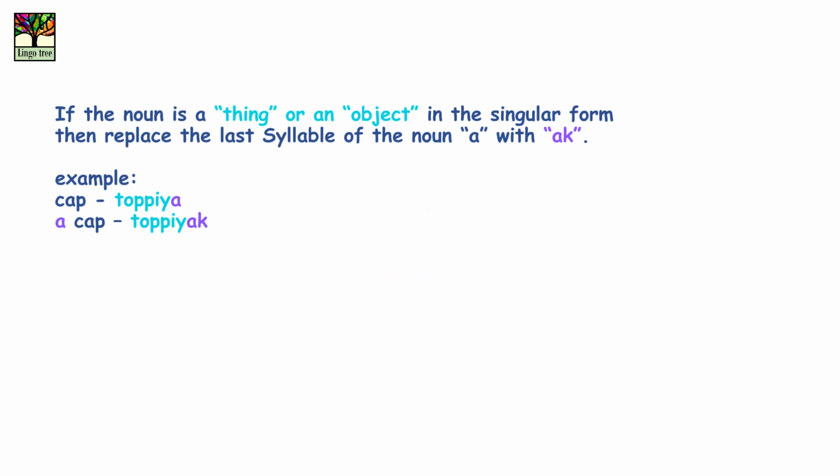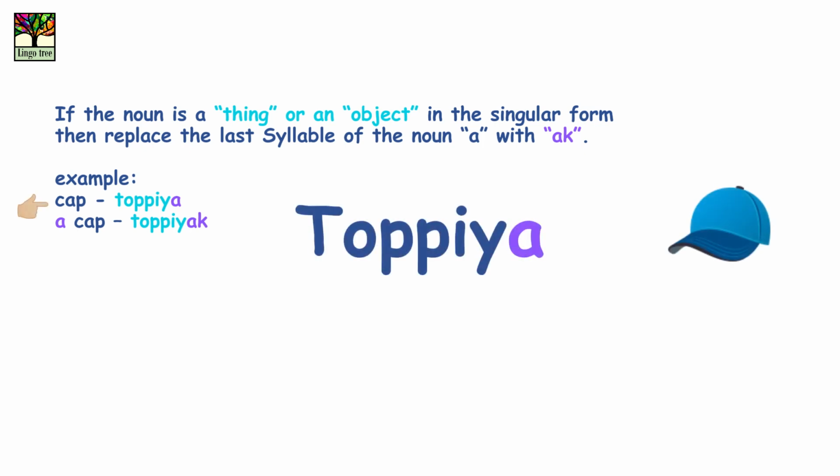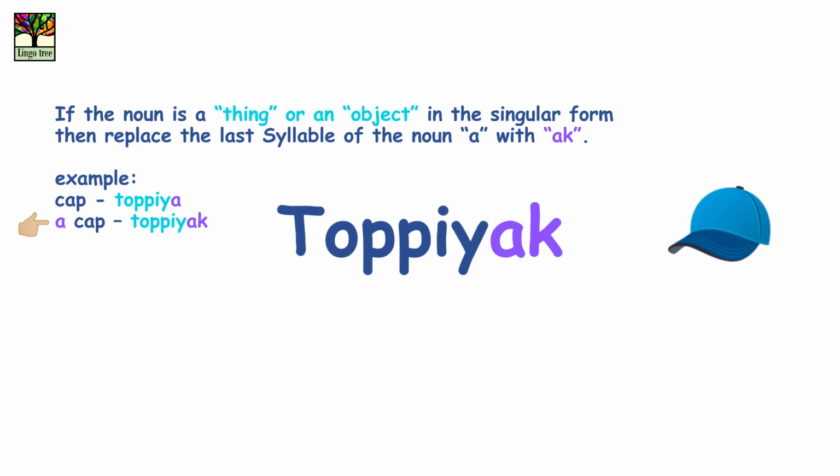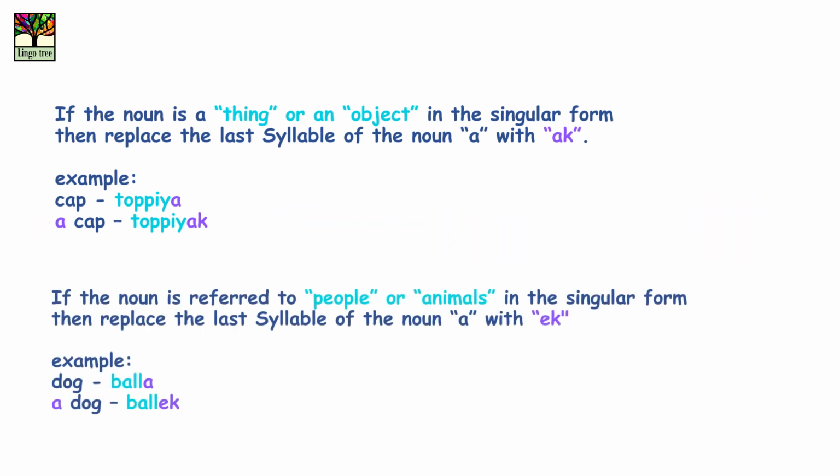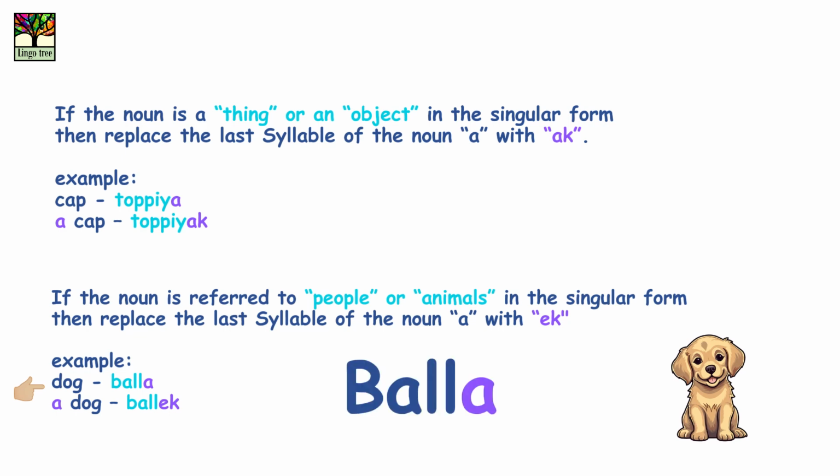Now you might wonder, how do I know which one to use? It's quite simple. If the singular form of a noun represents a tangible object, substitute the final syllable a with ak. For instance, in Sinhala, the term for cap is topiya, concluding with the letter a. Consequently, to express "a cap", just replace the ending letter a with ak: topiak. On the other hand, if the singular noun represents individuals or animals, then replace the last syllable a with ek. For instance, in Sinhala, the word for dog is balla, ending with the letter a. Therefore, to say "a dog", simply substitute the concluding letter a with ek: ballek.